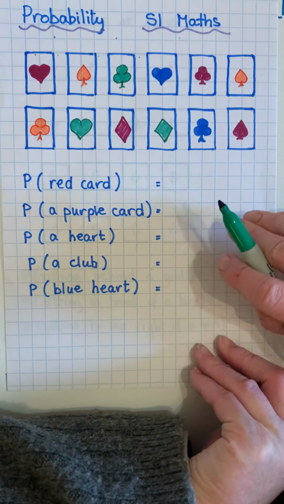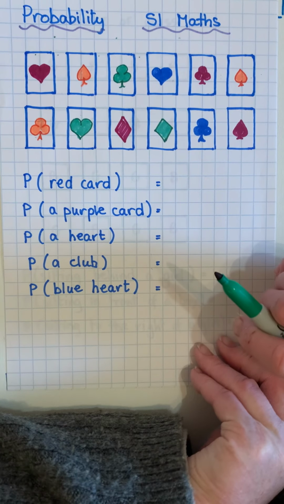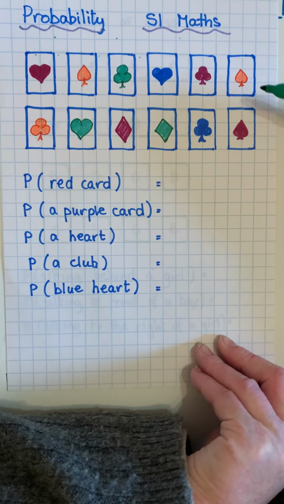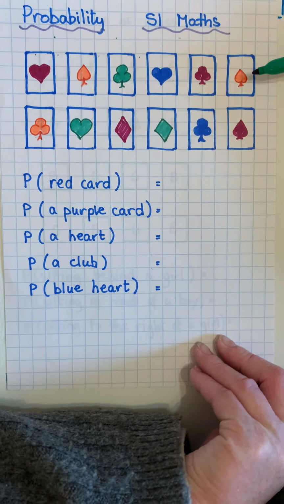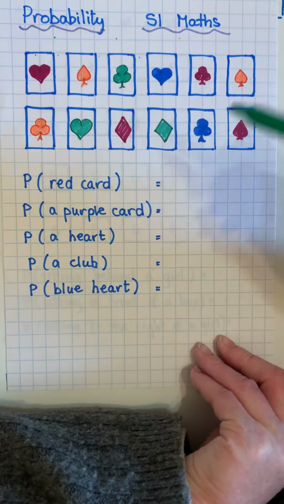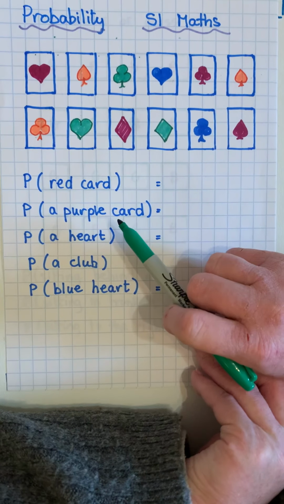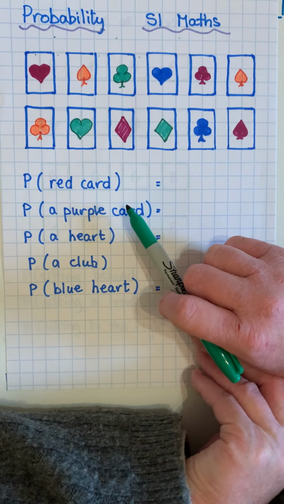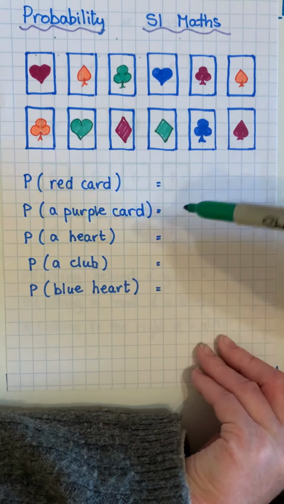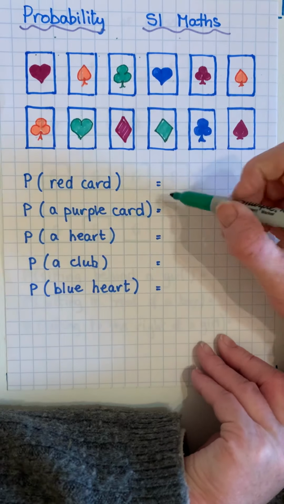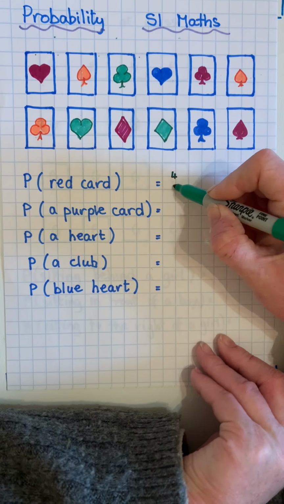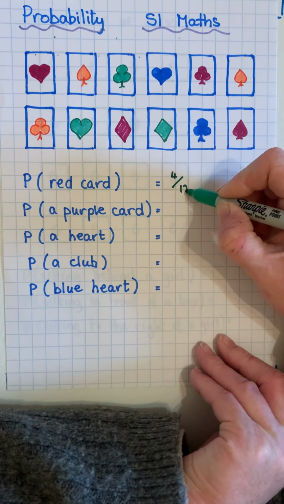So now I've got 12 playing cards, and the playing cards have different colours. They will also be one of the different suits. So I've got spades, clubs, diamonds, and hearts. Choosing one card at random, what is the probability I will choose a red card? So I've got 1, 2, 3, 4 red cards. So that's 4 out of 12.